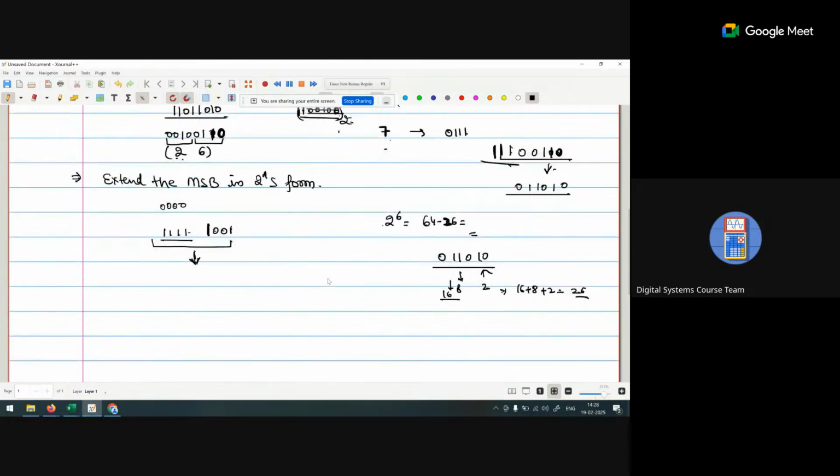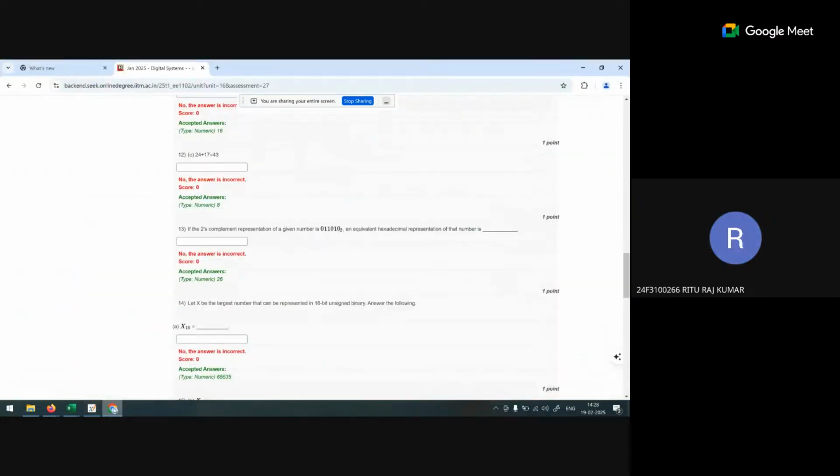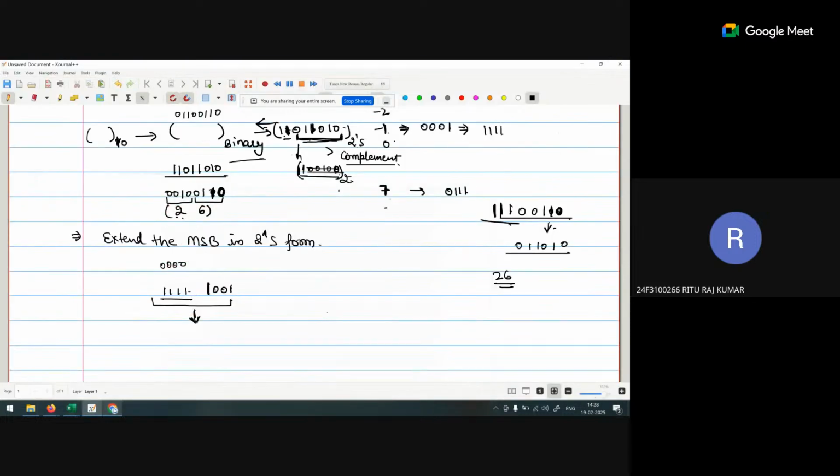Okay, so if I extend it to raised to power 5 minus, and if I directly take that one, because there is a 0 already there. So what is the number of that one? 26. Yes, sir. In decimal.